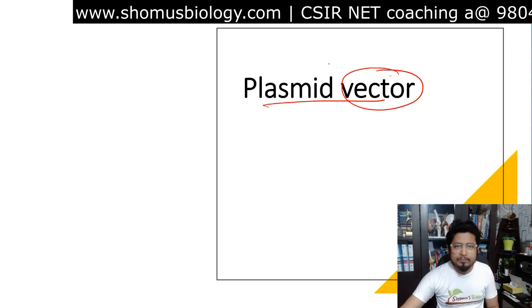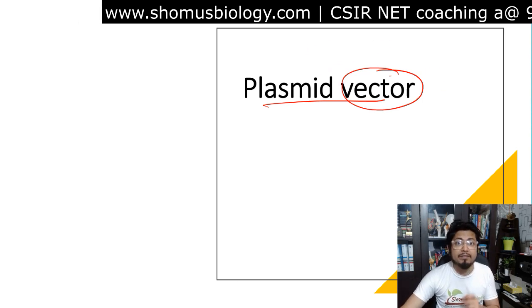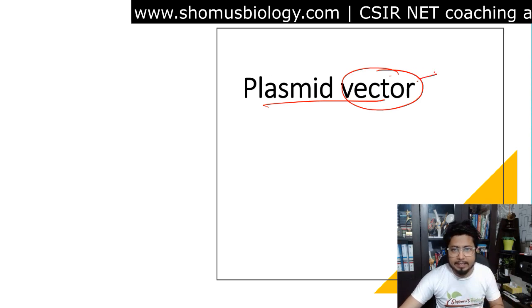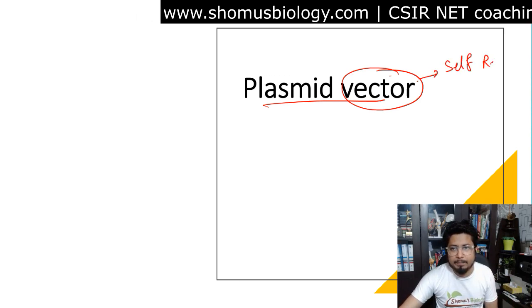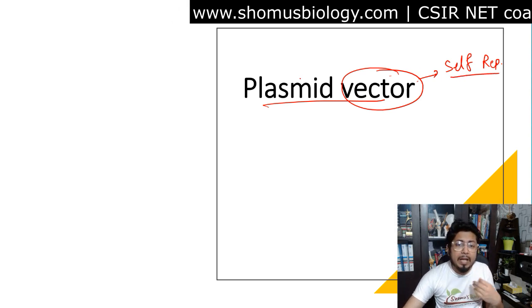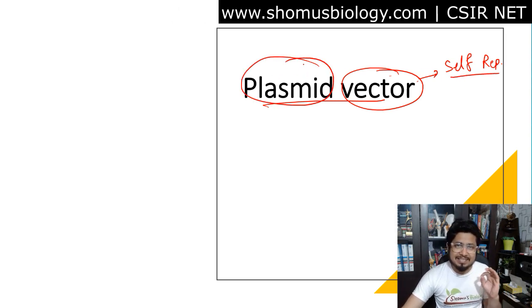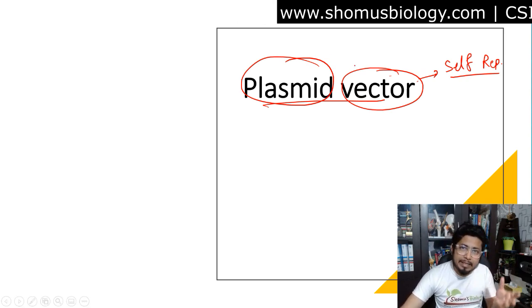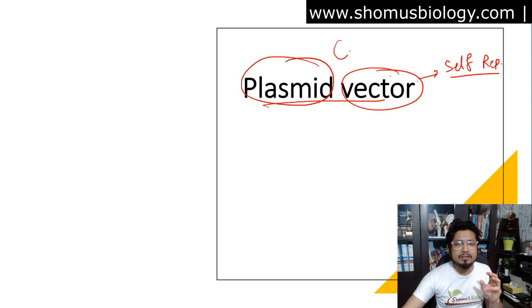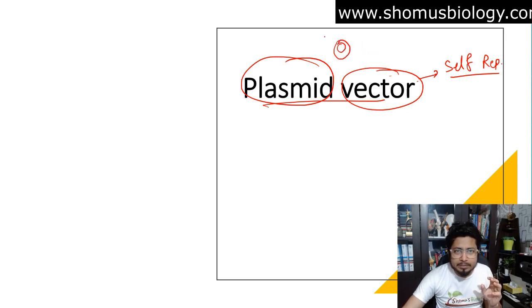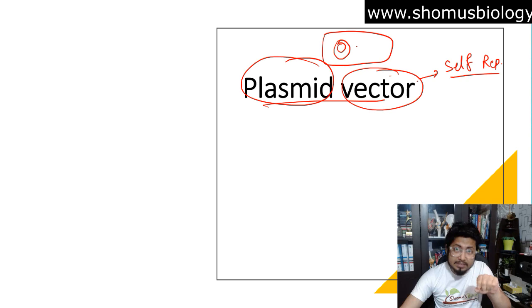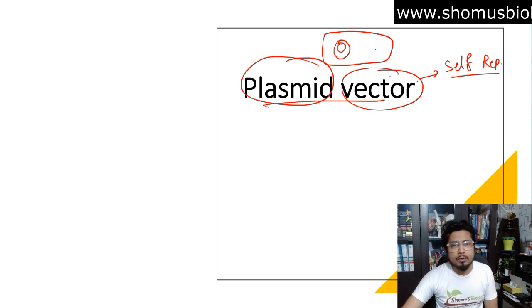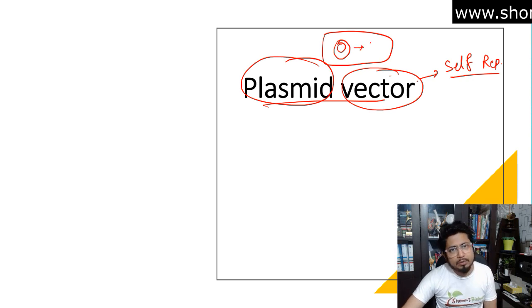For a vector, what we need is the capability of self-replication. It's very, very important. So what is a plasmid? It's a circular, self-replicating, double-stranded DNA which is present inside the host cell, which can be transferred inside the host cell, and the host is a bacterial cell, let's say an E. coli cell. Once the vector is inside the E. coli cell, it can grow in number.